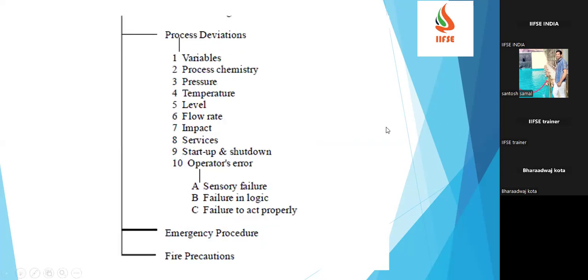Then process deviations. You can understand what kind of process deviations can happen, like the different deviations, variables, parameters, and the chemistry, pressure, temperature, level, flow deviations, impacts, and services, startup and shutdown, operational errors, like sensor failure or failure of logic or failure to act properly, and emergency procedures and fire precautions. These are the various process deviations you can assess.